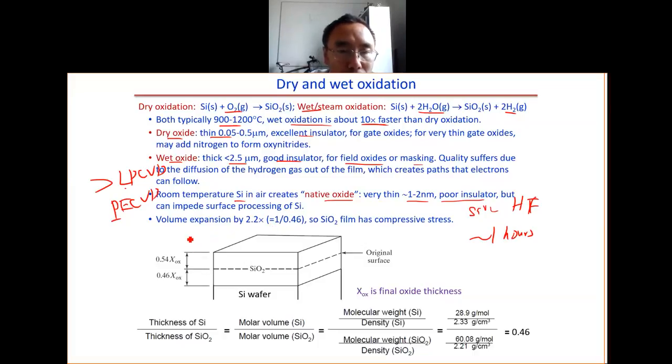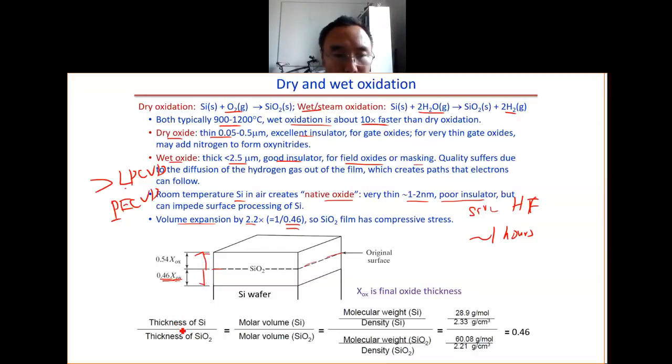So when the silicon is oxidized, the volume expands by 2.2 times. So here you can see this is the original surface. When the silicon got oxidized, 0.46 of the oxide thickness is below the original surface, and 0.54 is above the original surface. You can see this number here, 0.46. This is the volume of the silicon over the volume of the silicon oxide.